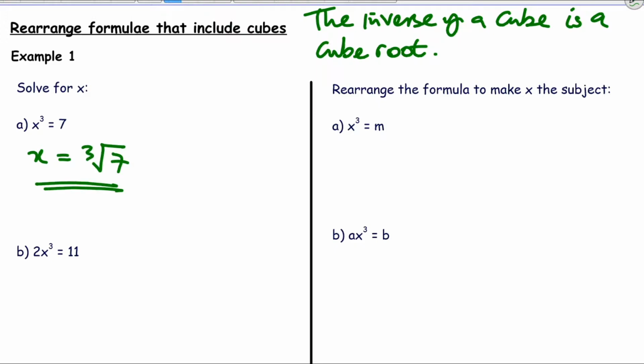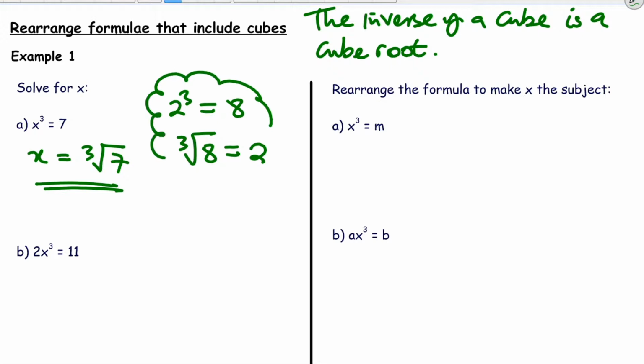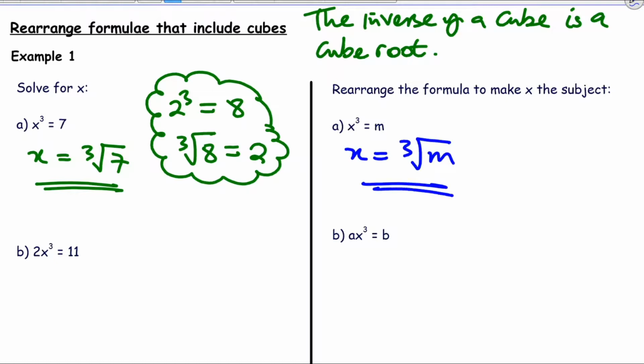Okay? Just like 2 cubed is equal to 8, then the cube root of 8 is equal to 2. Okay, so we are using these inverse operations to undo these equations. And we can use the same idea to undo or rearrange the formula on the right hand side. So in this case, x will be equal to the cube root of m.